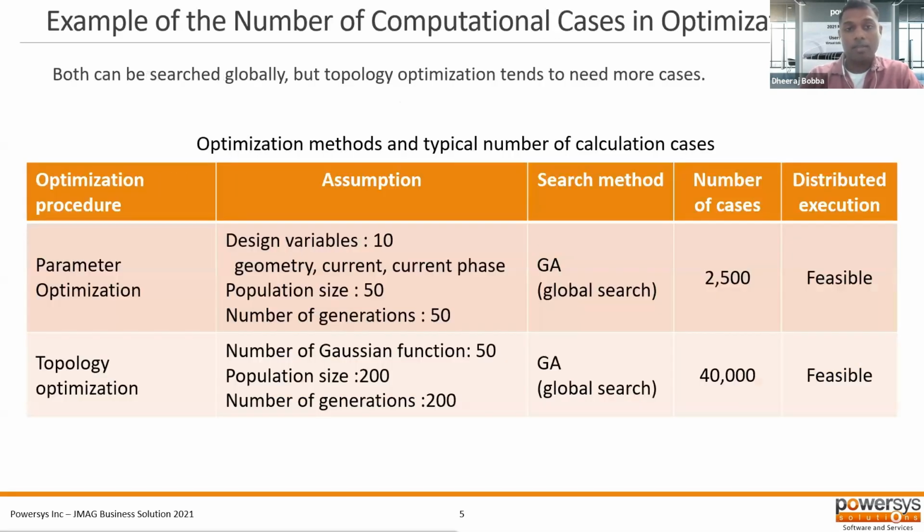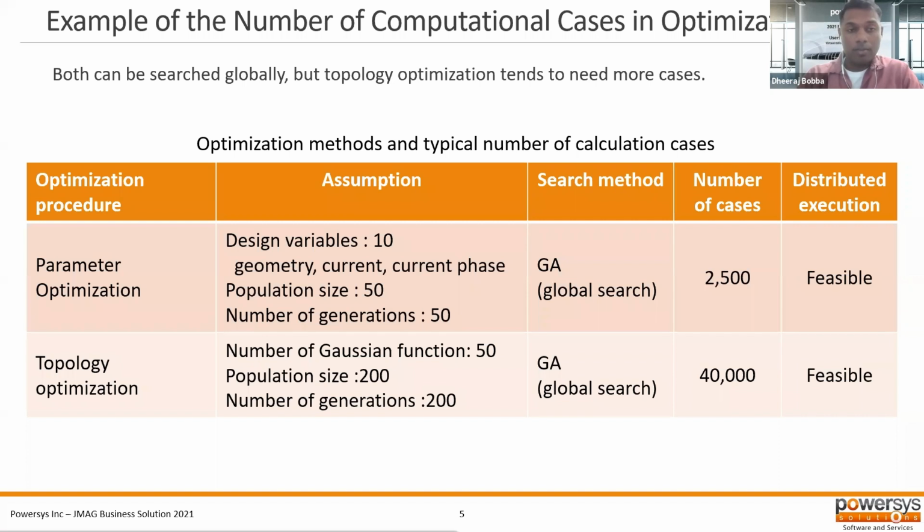And then let's look at the type of computation time required for these kinds of optimization. First is a parametric optimization on this table. For example, the case we took here is we have 10 design variables that are pertaining to geometry, current, and current phase. The population size is 50, and the number of generations is also 50. It's using a global search with a genetic algorithm. So the total number of cases or designs in this particular example were 2,500. And it's possible to perform a distributed calculation, meaning the jobs can be distributed on a local network.